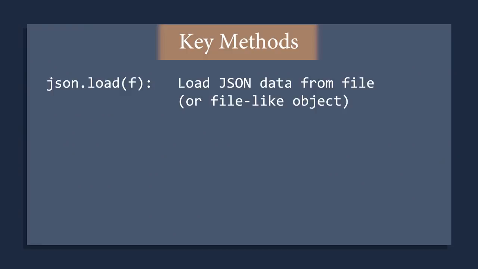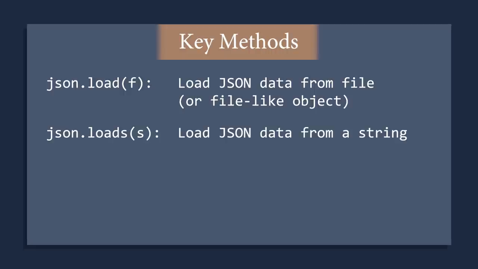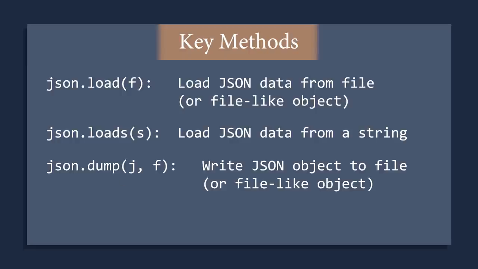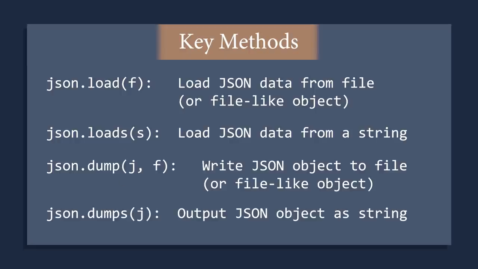The load method allows you to load JSON data from a file, while the loads method enables you to load JSON data from a string. That's why there's an S at the end of the method name, S for string. The dump method will write JSON data to a file, and the dumps method will output a string in proper JSON format. Let's see some examples.